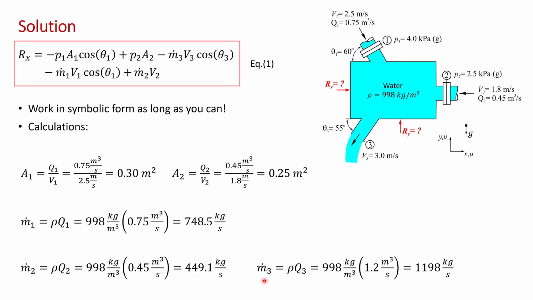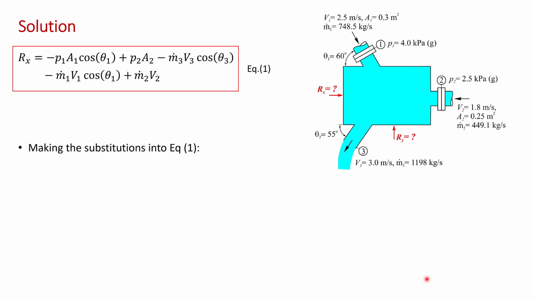And m dot 3 we can calculate using the volume flow rate that we calculated in part A, which was 1.2 cubic meters per second, times the density of water gives 1,198 kilograms per second for m dot 3. Now we can move on and make the substitutions. Again, I've reproduced the equation here.